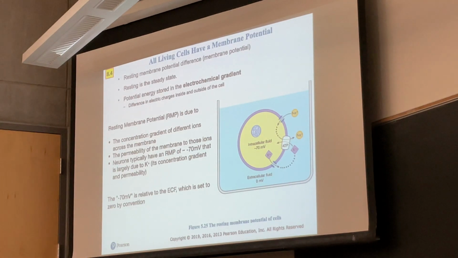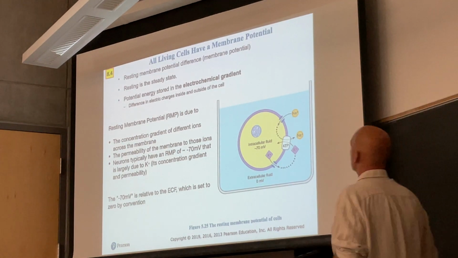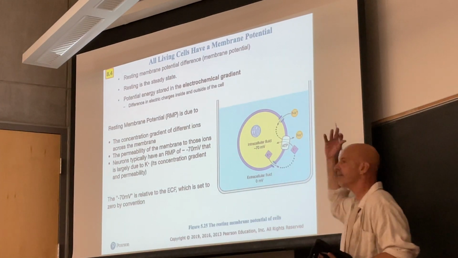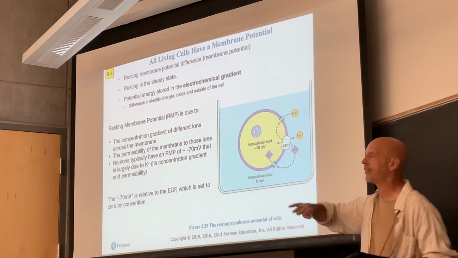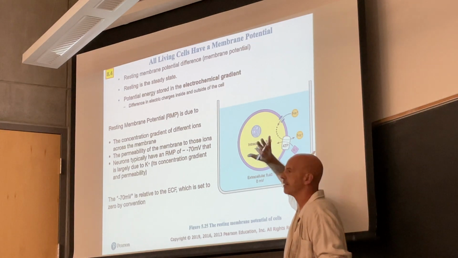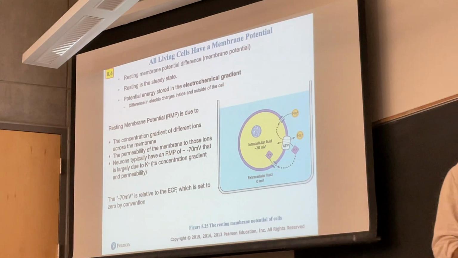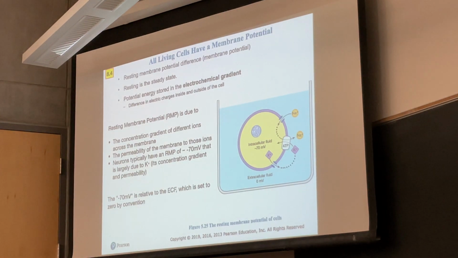Okay? So all these living cells have what's called a membrane potential. That is the difference between the outside and the inside of the cell. The cell is going to be negative relative to the outside. That's the membrane potential difference.